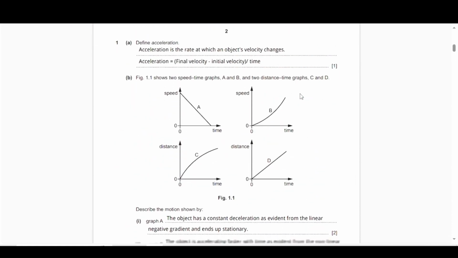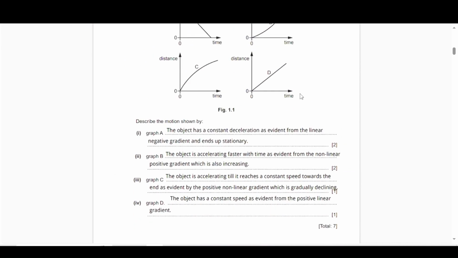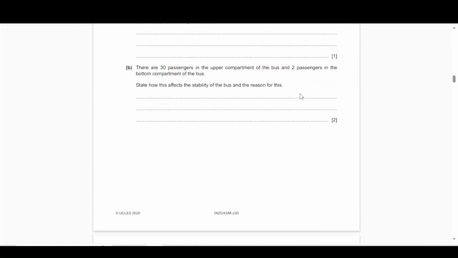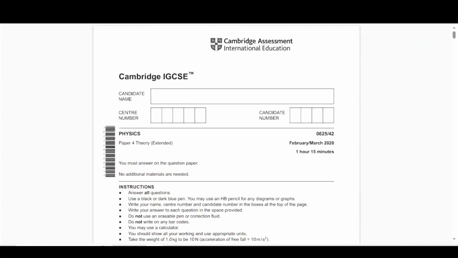How many marks was that? So you got 1 mark for the definition. Then you've got around 6 marks there. So 7 marks, nice and easy. All you need to do is just remember those gradients, and you should be good as gold.